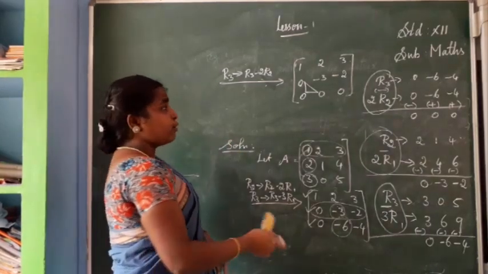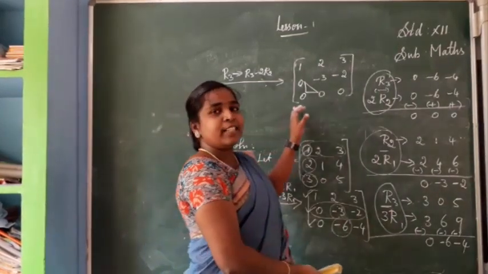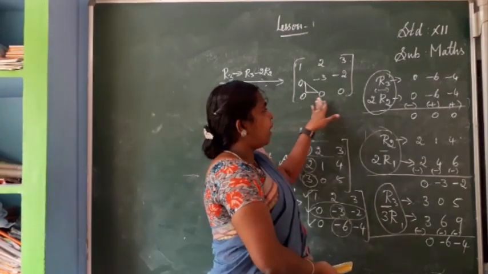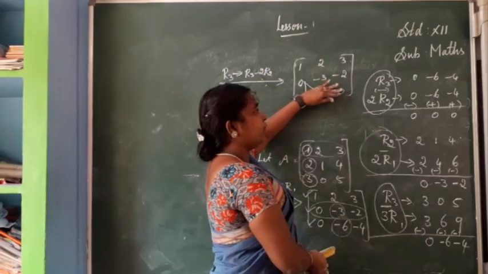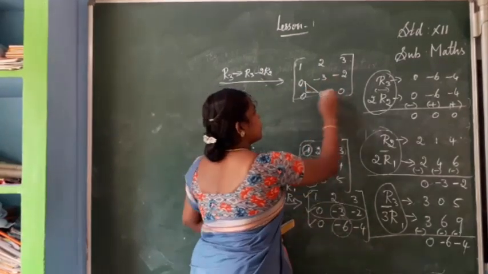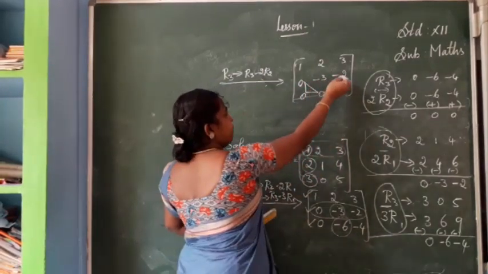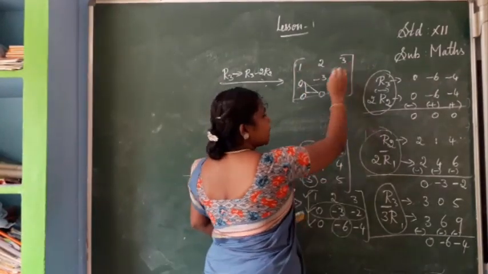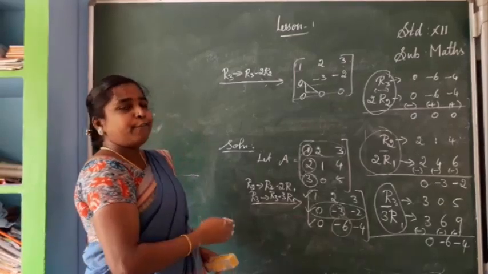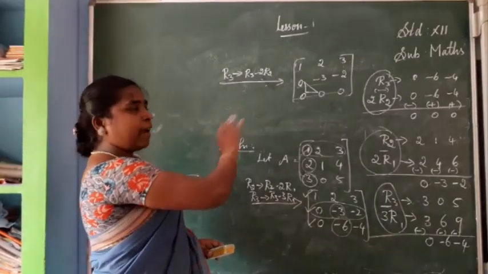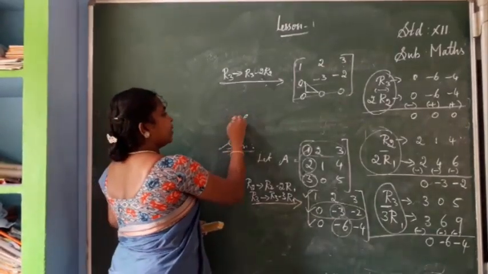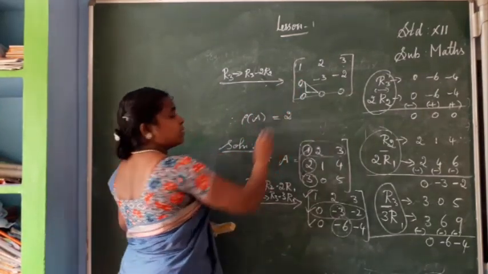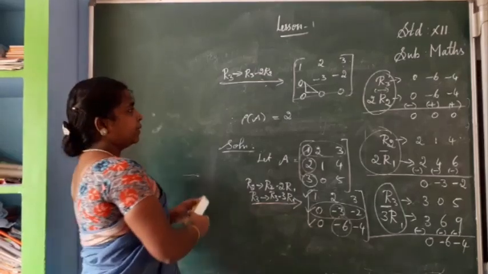Now you can write the rank. How do you write it? First you have to see the number of non-zero rows. In the last row, all the elements are 0, so you should not take this row. Next row: here minus 3 is non-zero, so this row is a non-zero row. The next row also is a non-zero row. So the number of non-zero rows is the rank of that matrix. So rank of A equals the number of non-zero rows, which is 2. So the answer is 2.